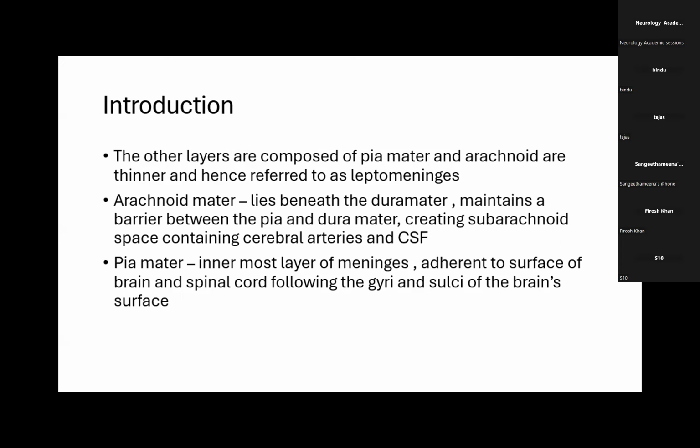leptomeninges. The arachnoid mater lies beneath the dura mater and maintains a barrier between the pia mater and the dura mater, creating the subarachnoid space, which contains cerebral arteries and the CSF. The pia mater is the innermost layer of the meninges. It is adherent to the surface of the brain and spinal cord. It follows the gyri and sulci of the brain.